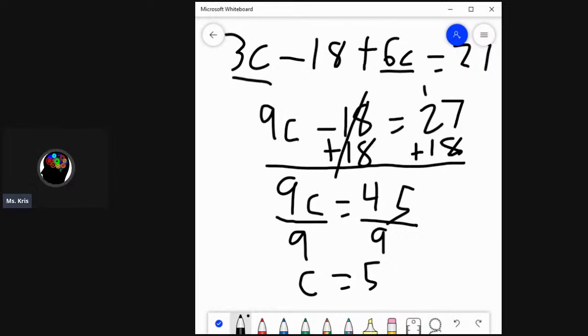Now, like I said before, if you are unsure of your answer, you can take it and plug it back into the original equation. Once you do that, your answer should equal the number on the other side of the equal sign. If it does not, that means one of the numbers got mixed up within your adding and subtracting. Start over, try again, it happens.